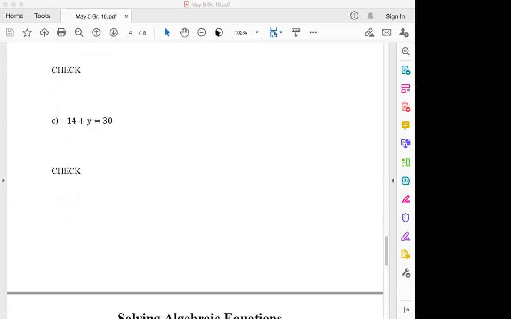Okay, so we've got C here. So right now we're subtracting 14. Okay, so that means that if we add 14 on both sides, so negative 14 plus 14 cancels out. Whatever you do on one side, you have to do to the other side. So then we are left with y is equal to 30 plus 14. Which means y is equal to 44.